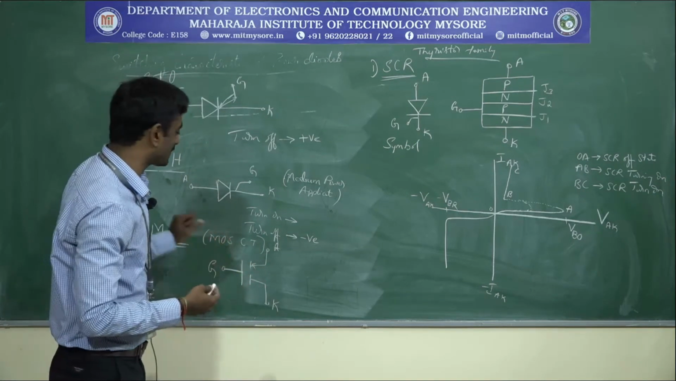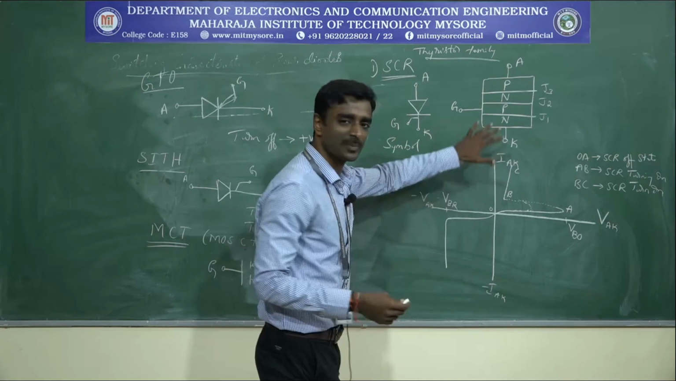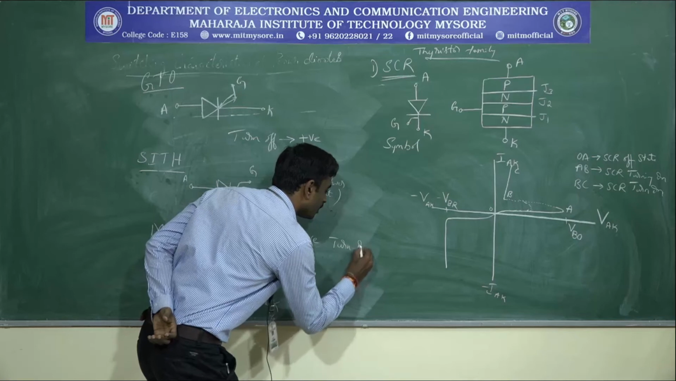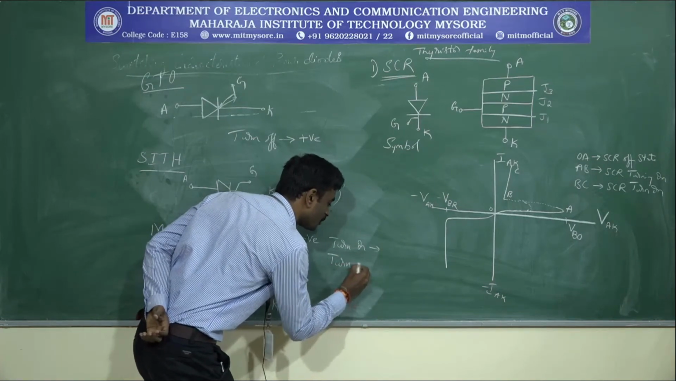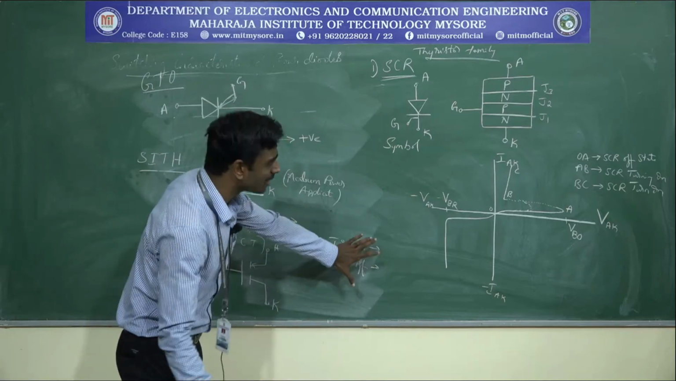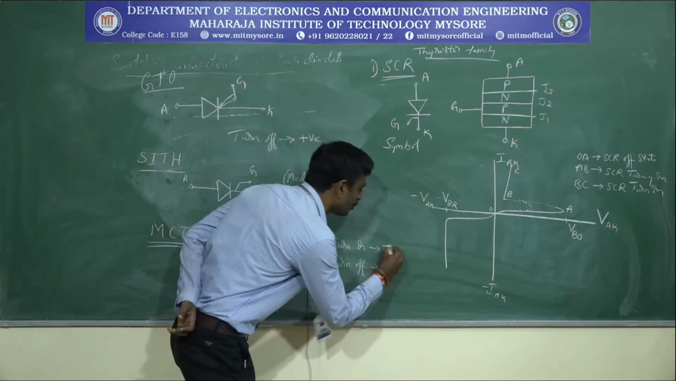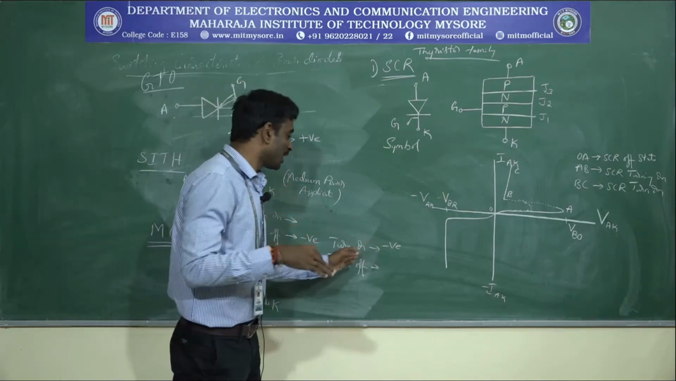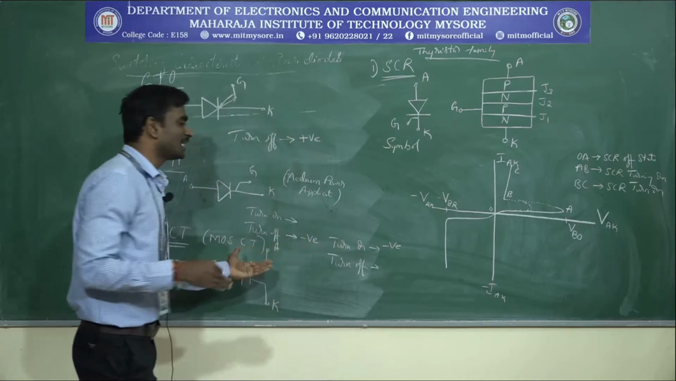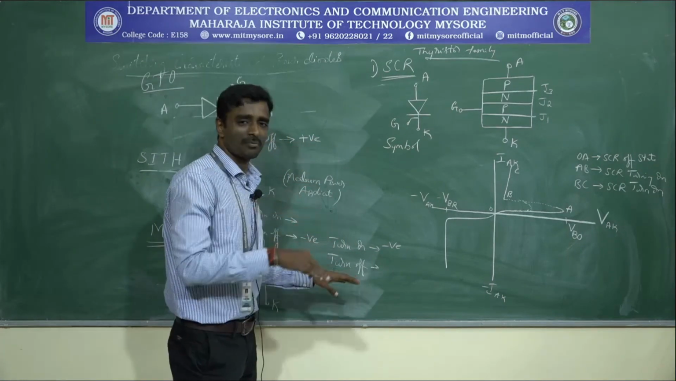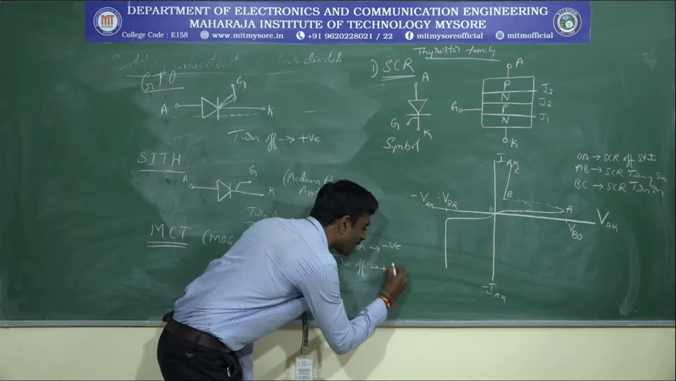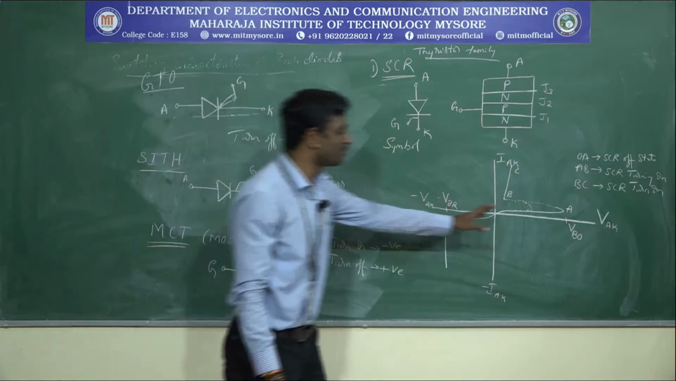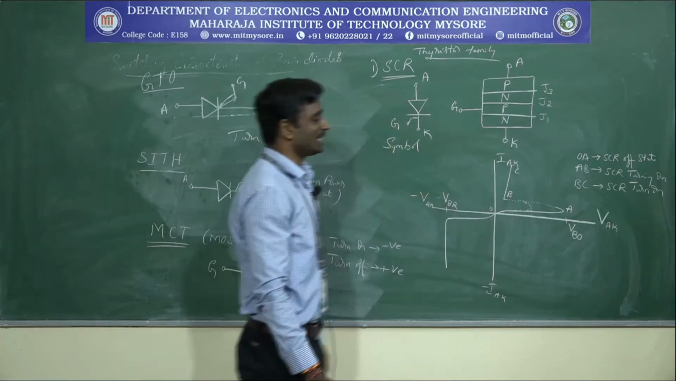If you consider this, the characteristics of an MCT will be similar to those of an SCR only, but the only difference is the turning on. How you turn on and how you turn off the device: turn on can be achieved by applying a negative pulse to the gate terminal. By applying negative pulses to the gate terminal, your MCT will get turned on, and if you want to turn off your MCT, you need to apply a positive pulse. The working will be similar with respect to forward conduction and reverse condition in this case.